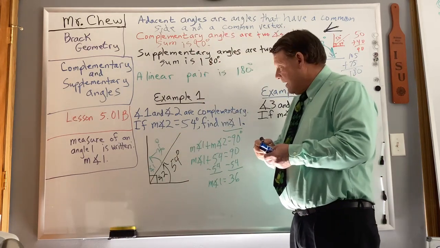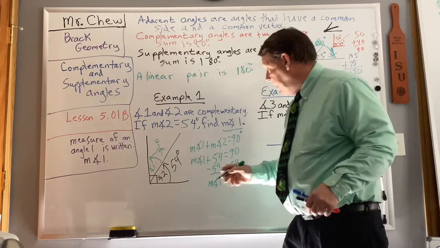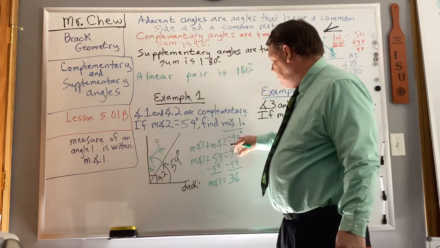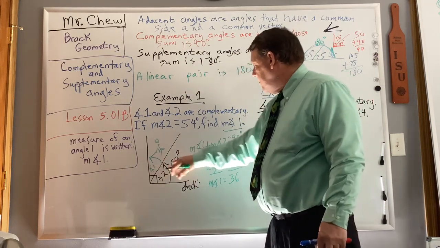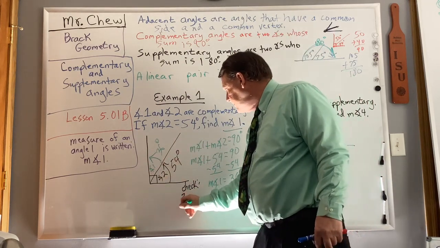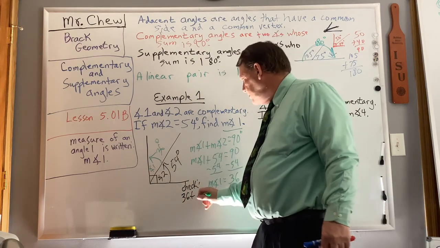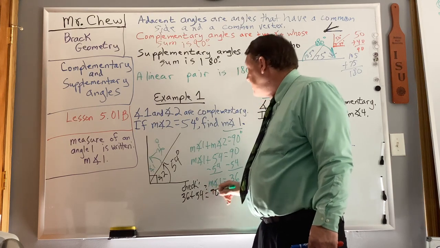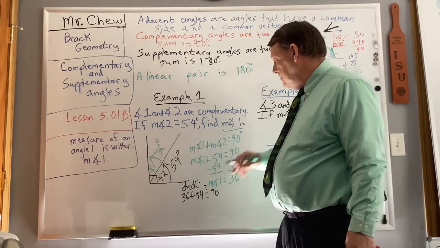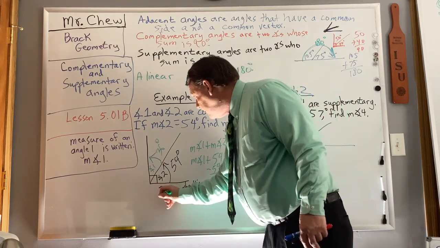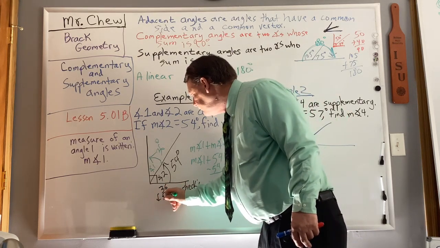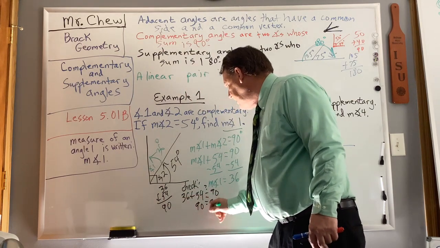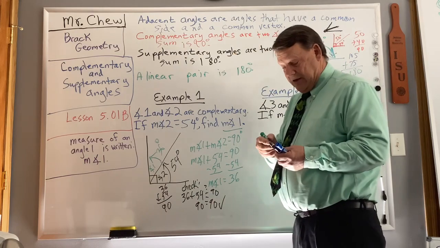Now how would I check that? You would check it by substituting both values in this equation. So now I'm saying the measure of angle 1 is 36, and the measure of angle 2 is 54, and then I'm saying, does that equal 90, since we said they are complementary? Well, 36 plus 54 is 90. So 90 equals 90 means that I did that correctly.